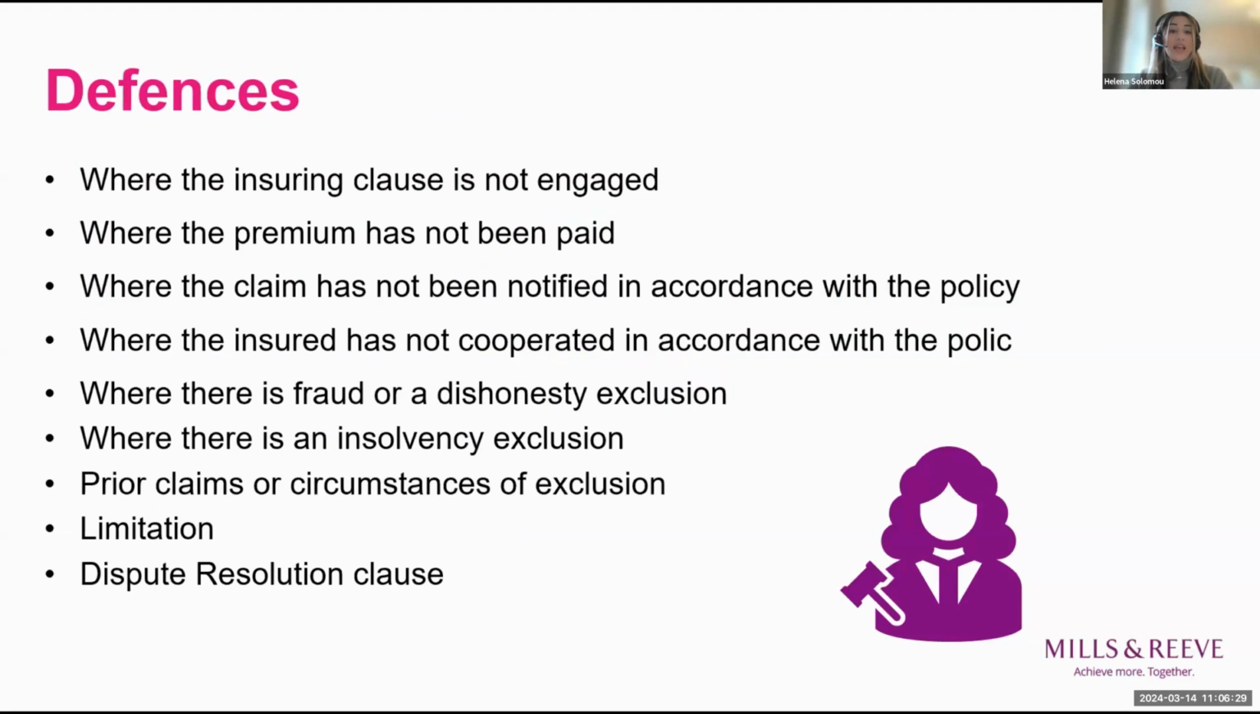So, what if a claim is brought against insurers? There are a number of defences which can be deployed, and these are shown up on the screen now. As you would expect, the insurer can rely on all the defences it could have used against the insured, but of particular interest is where the insured has not notified or cooperated in accordance with the policy.